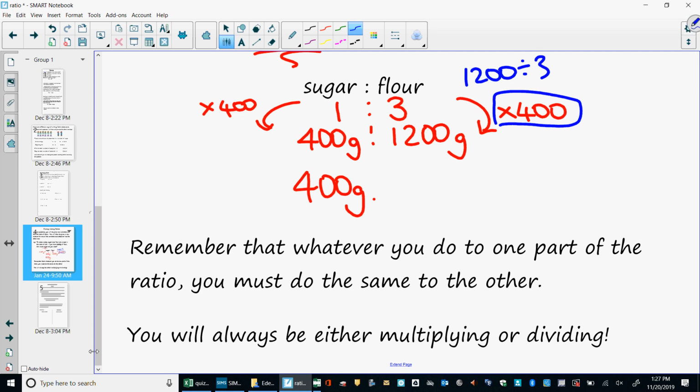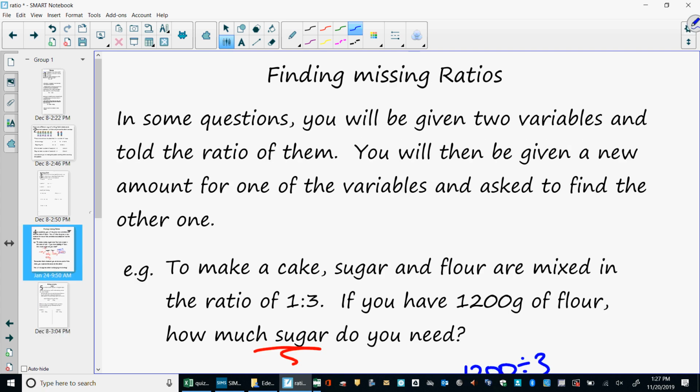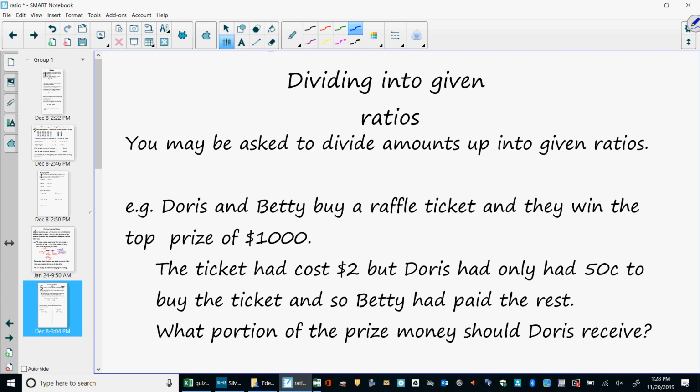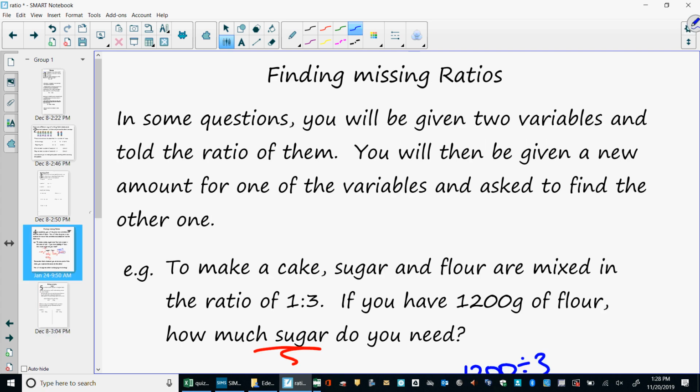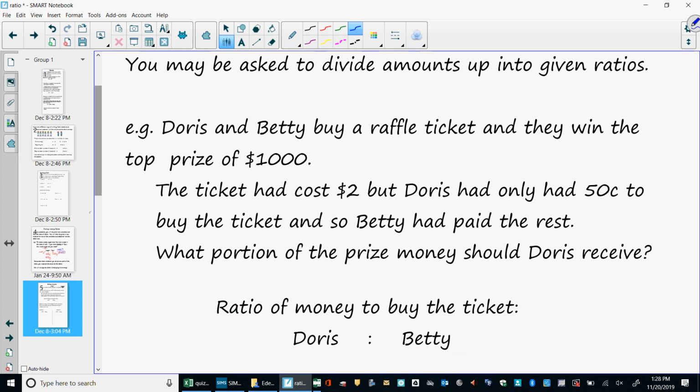You'll always be able to multiply or divide. I'm going to do this as well, because I think it's important we get the whole caboodle done. You may be asked to divide amounts up into given ratios. These are the two types of question that get mixed up, so you've got to be careful that you understand which one you're doing. In the first one, they've told us what one part of the ratio is. In this one, we are splitting an amount up into a ratio. Right, Doris and Betty buy a raffle ticket.